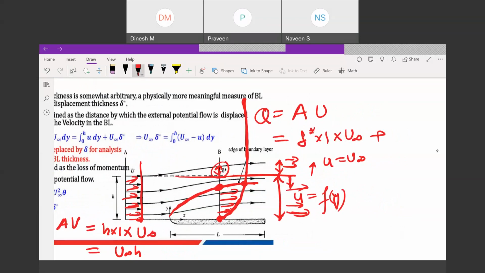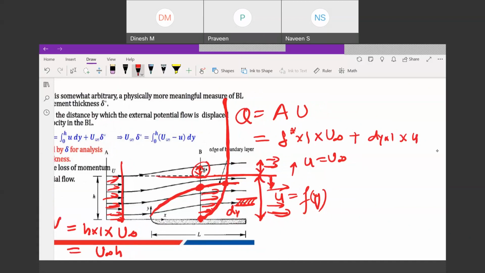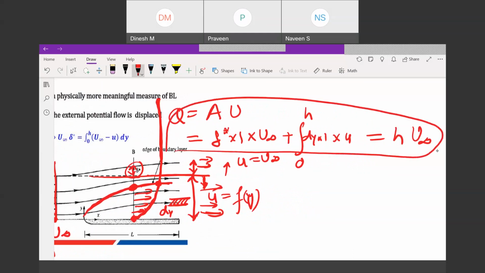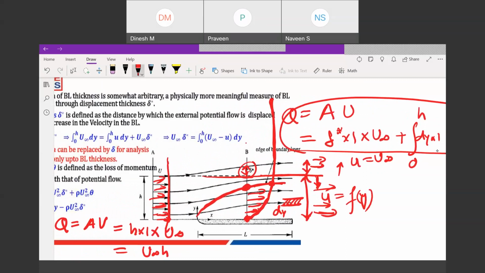Plus, if I consider inside the boundary layer, I will have to consider some small element here whose height is dy. Then the area will be dy multiplied by 1 for this small strip only, and velocity is a variable velocity u. Then I will have to integrate it from 0 to this height h. This is equal to the volume flow rate with which it has entered, which is h times u infinity. This is the equation. This is how we can equate the volume flow rate at two locations, one is this location and one is this location.